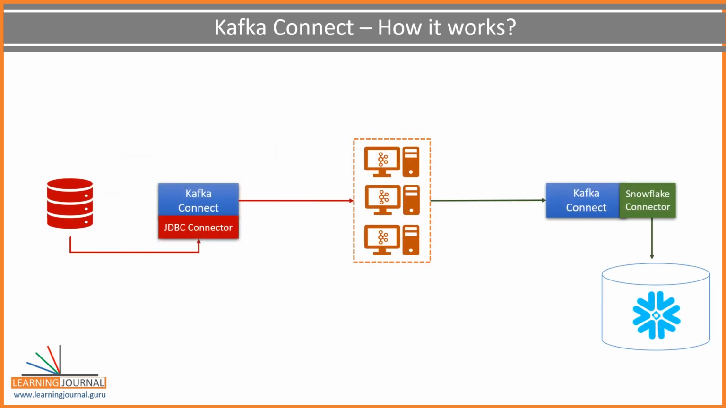So, assume you want to bring some data from an RDBMS to Kafka cluster. All you need to do is to take an appropriate source connector. For example, a JDBC source connector. Then you install it in your Kafka Connect, configure it, and run it. That's all. JDBC connector will take care of the rest.